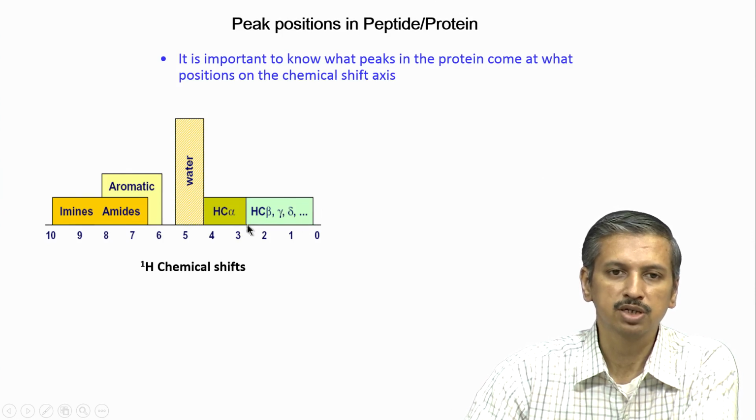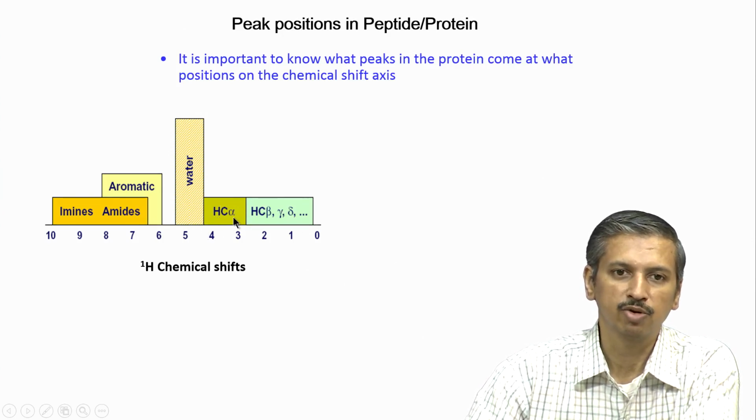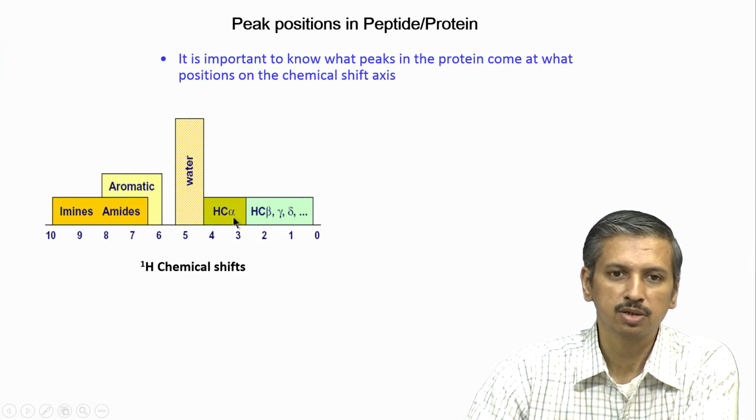Then you have this region between around 3 to 4 ppm or 3 to 4.5, where the H alpha of the amino acids will come. Remember, the H alpha is the backbone proton alpha of every amino acid. Every amino acid has H alpha. Next after that is a huge water signal, because remember we make our protein samples in water, H2O. So, the H2O is a huge signal compared to all other signals. So, that will come here.